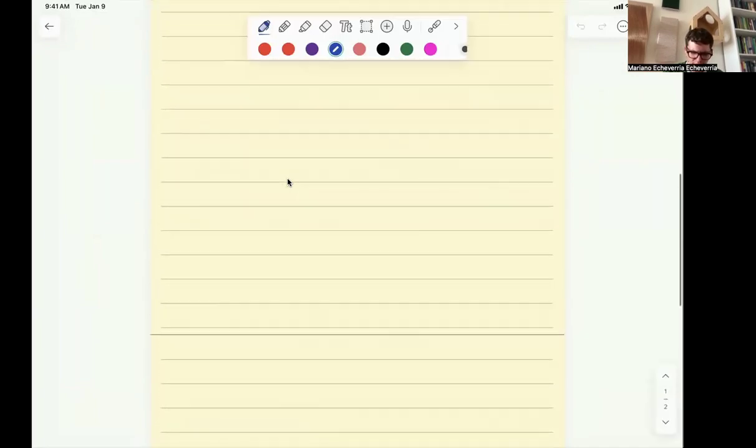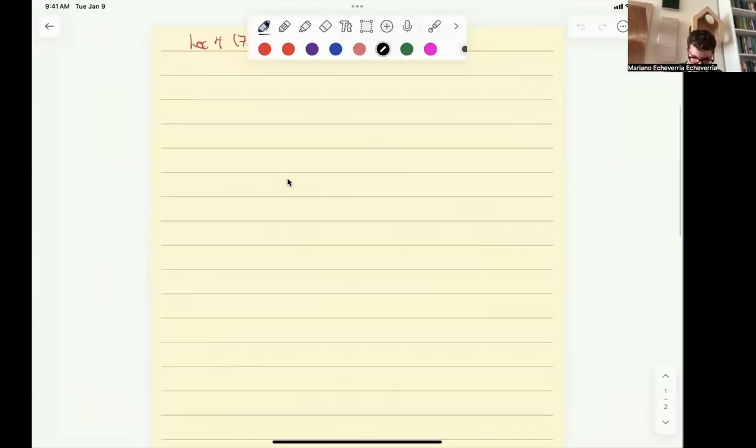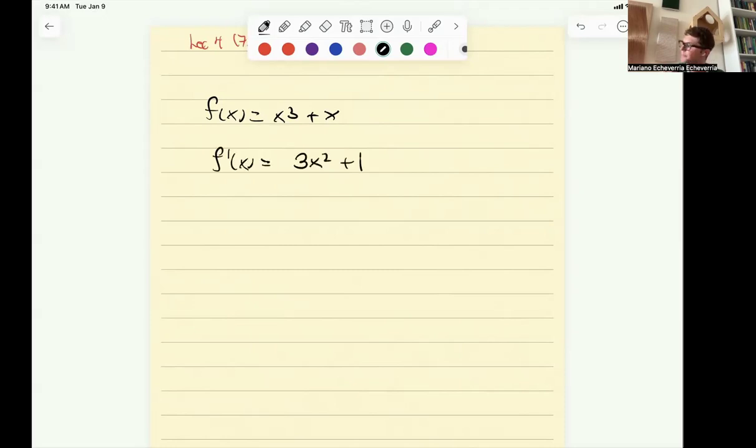Let's do something simple, like x cubed plus x, right? I could ask you, when is this a contraction? One easy way is to make the derivative less than one. Now, if you find the derivative, that is 3x squared plus one. This one is not going to be super nice, so just to make it easier, let's use this: 3x squared plus one half.